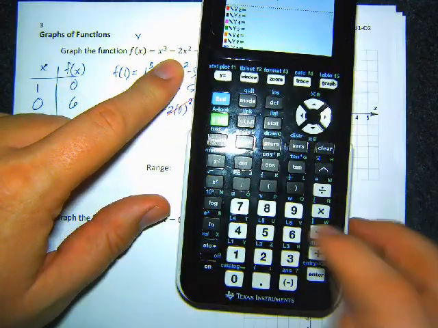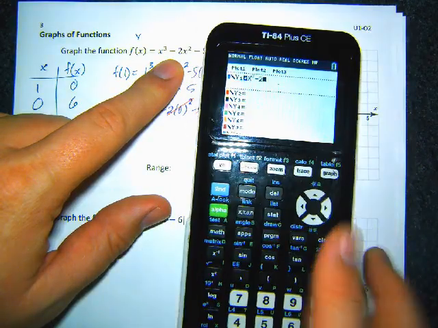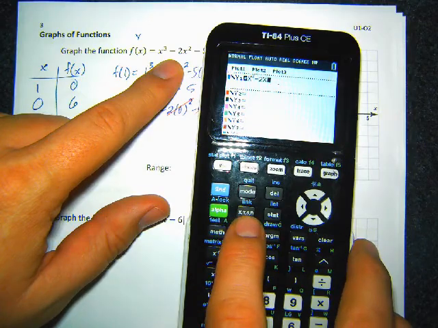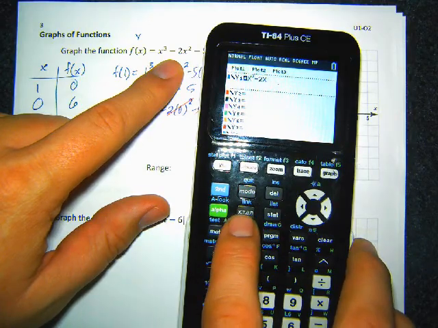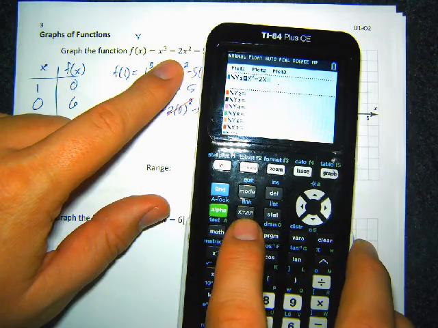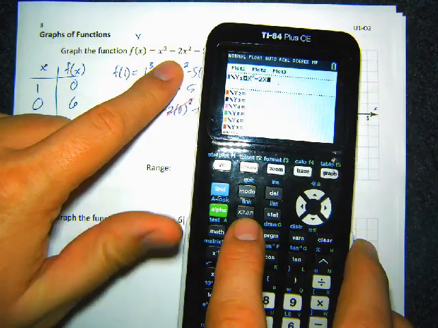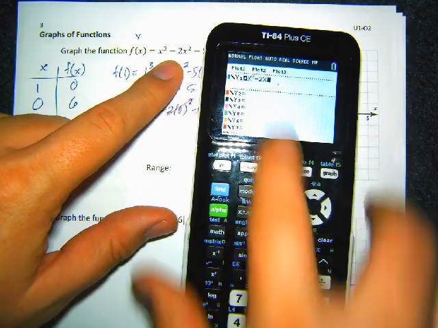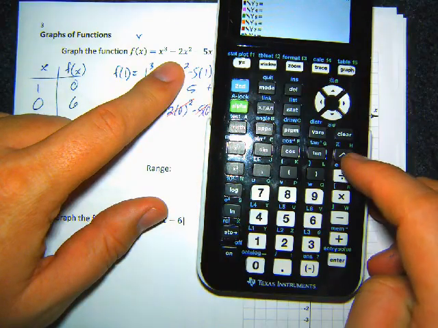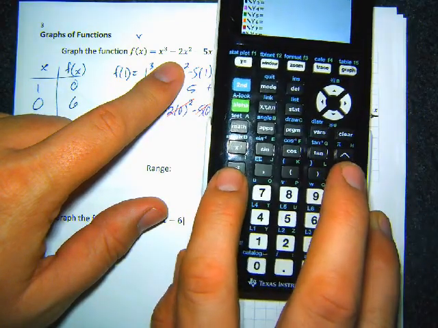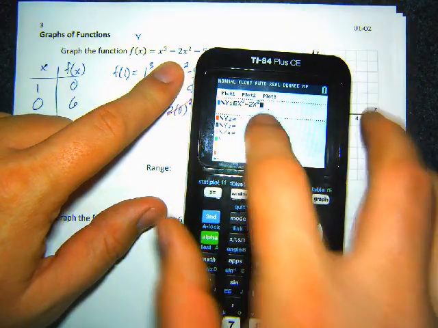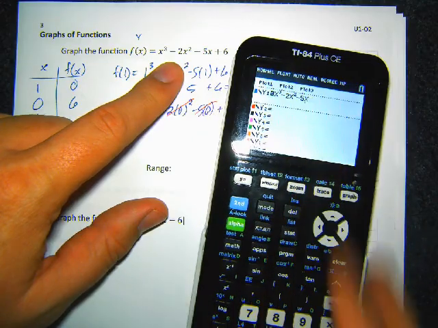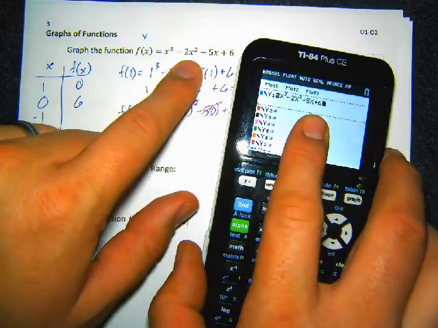Do my minus button, my 2, the minus 2. Use this x again. I know this says X, T, theta, n. This is really the variable button, and it's only ever going to make x's unless your settings are messed up. If it's doing t's, thetas, or n's, someone messed up the settings. You should probably factory reset the calculator, and then you can have it do x's. To do the squared, you can use the caret key again, or there actually is a squaring button right here. We use a lot of squares, so it's nice to have that squaring button. Okay, minus 5 times x, and plus 6. So I'm just typing this in just like it looks over here.